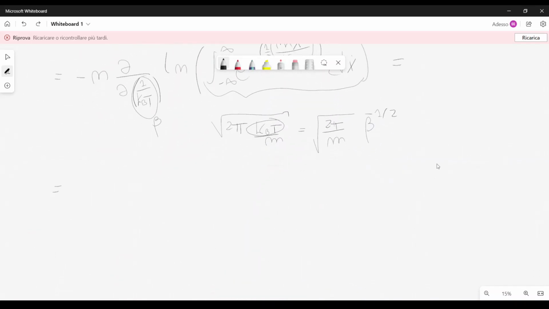Now, this is a simple exercise. You just have to take the derivative. You have n square root of 2 pi over m. We have 1 half beta to the minus 3 halves. Let me write it properly. 3 halves. And then you have 1 over square root of 2 pi over m beta to the minus 1 half. And this is simply equal to n over 2 beta, which is equal to n over 2 k Boltzmann T. Right. T here is not the kinetic energy, but it is the temperature. Remember the difference between T and T written like this, okay?